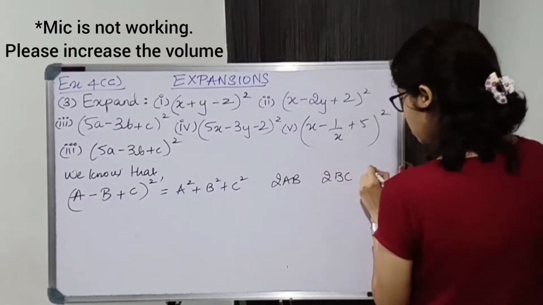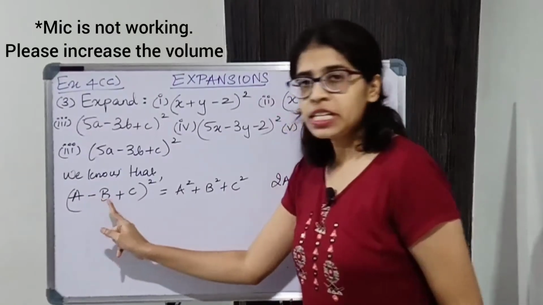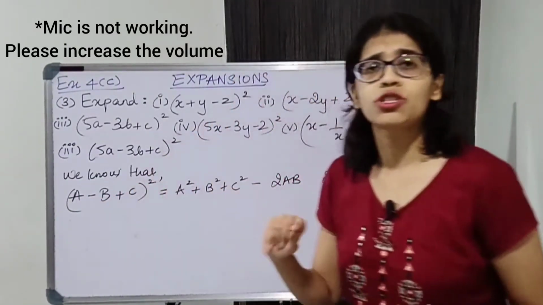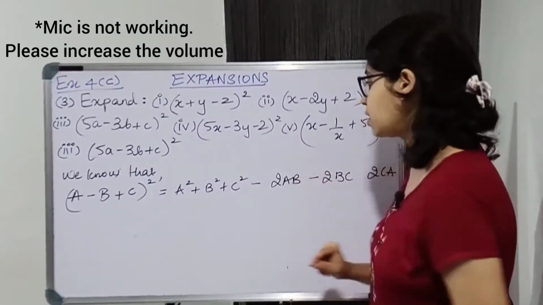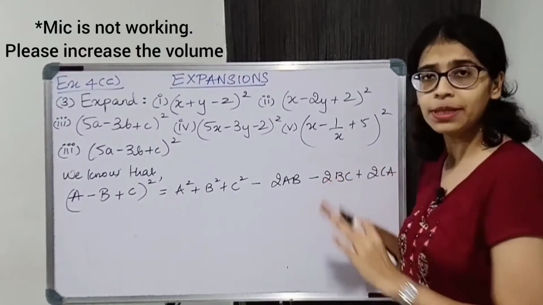2BC, 2CA. Now A is positive, B is negative, positive into negative, negative. B is negative, C is positive, negative into positive, negative. C is positive, A is positive, positive into positive will be positive. Simple.